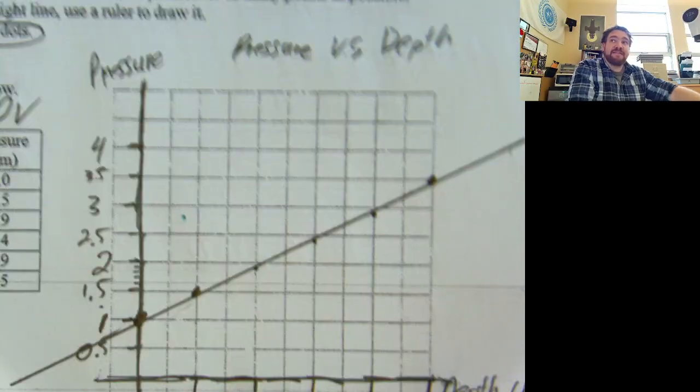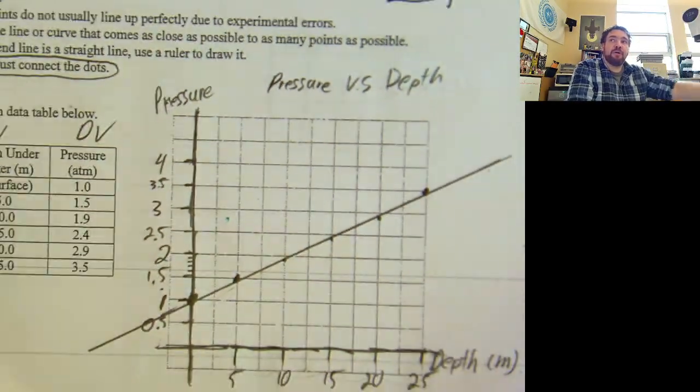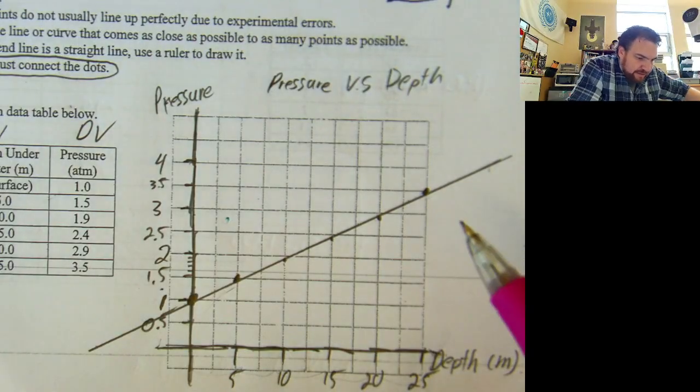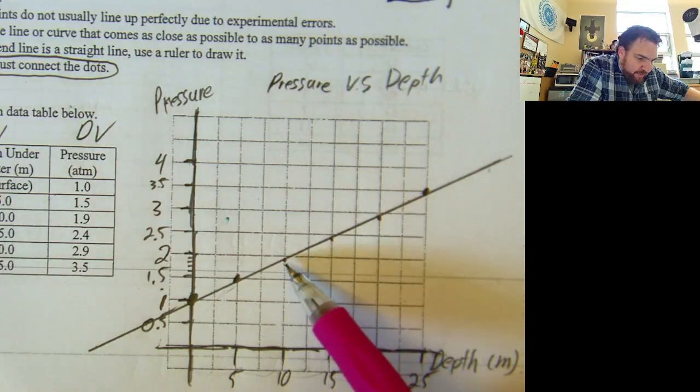Something looks like that. And so that thing doesn't actually go through any of my data points. It's close to that one.